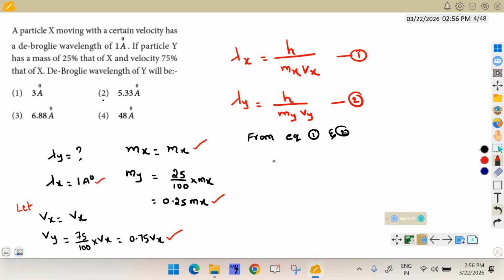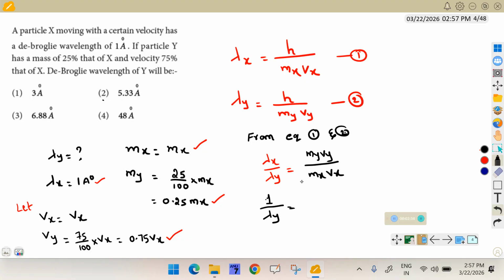For the two particles, from equation 1 and 2, lambda x by lambda y is equal to h by mx Vx whole divided by h by my Vy. h is cancelled, so it can be simply written as my Vy by mx Vx. Lambda x value we know is 1 angstrom. Lambda y value we need to calculate.